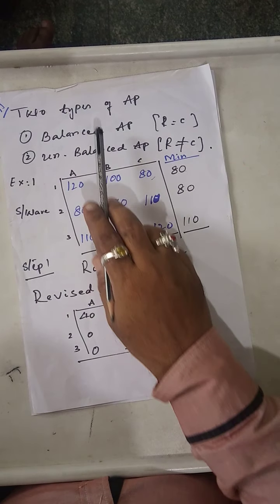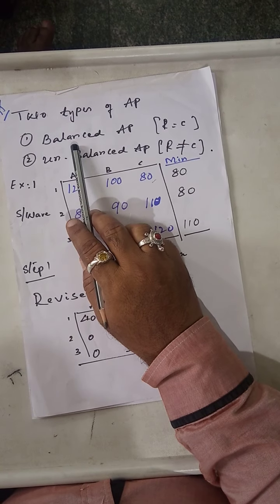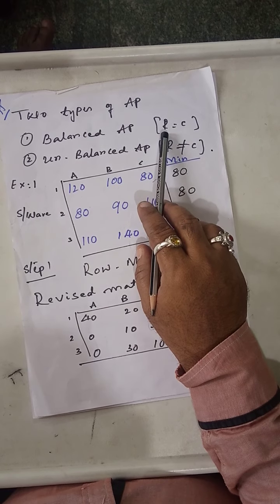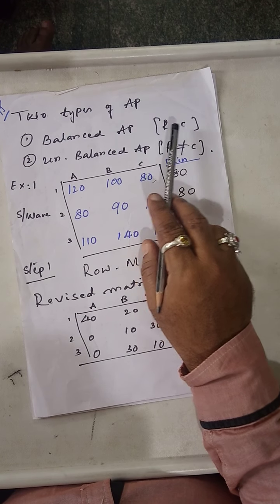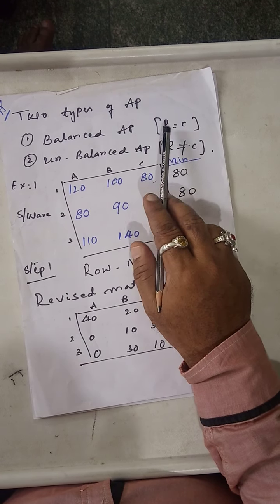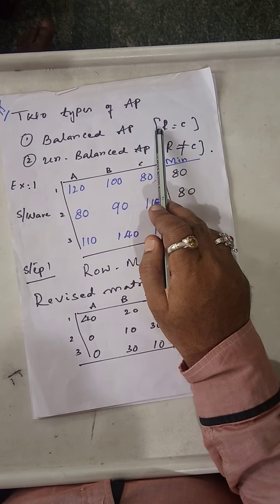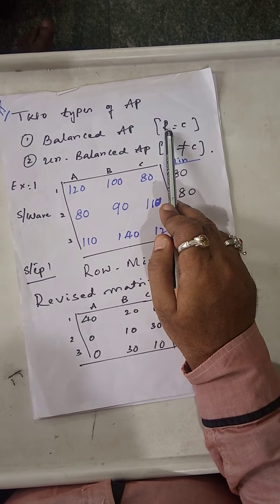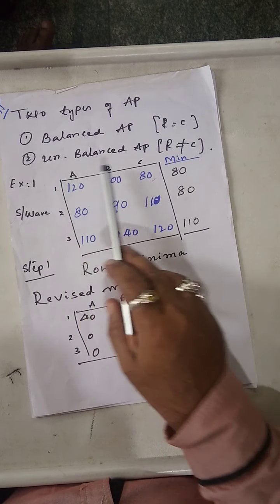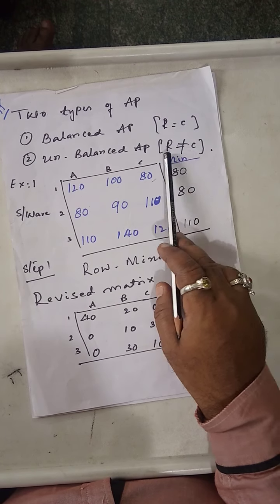There are two types of assignment problems. One is called the balanced assignment problem, where the number of rows is equal to the number of columns, or we can say that it is a kind of square matrix. It's a square matrix here. And in the case of an unbalanced problem, rows and columns are not the same.